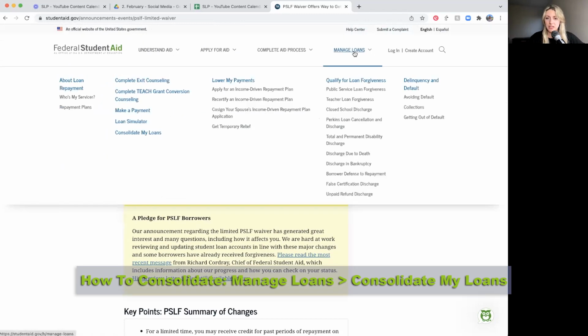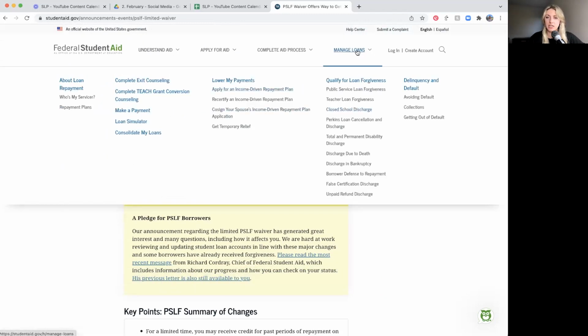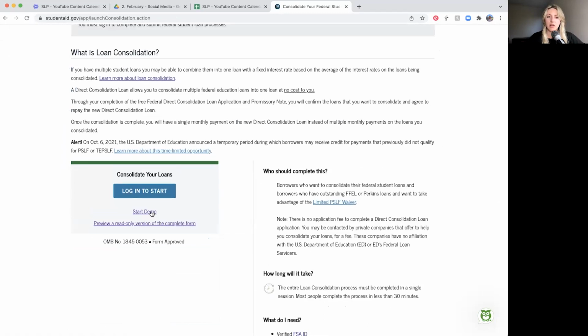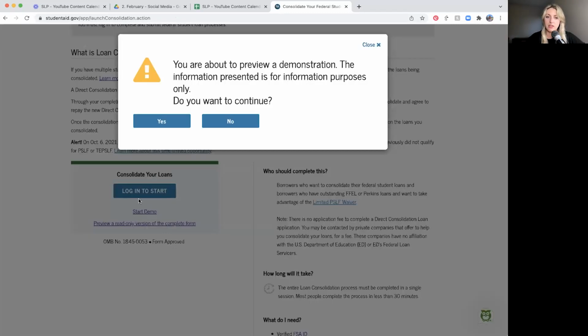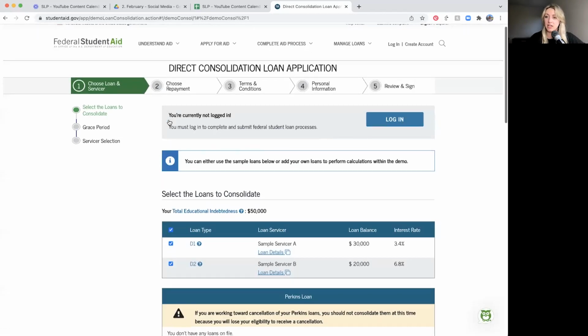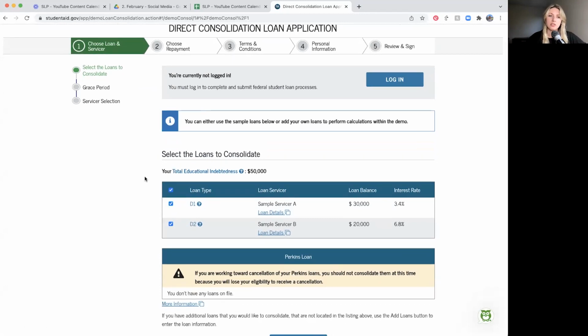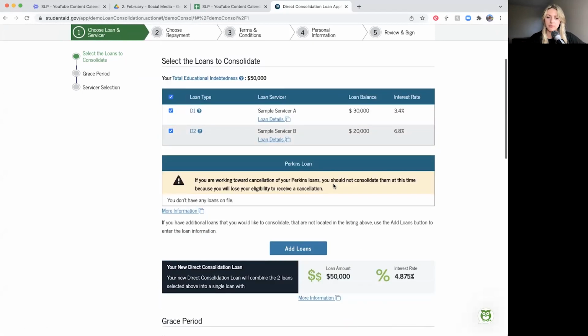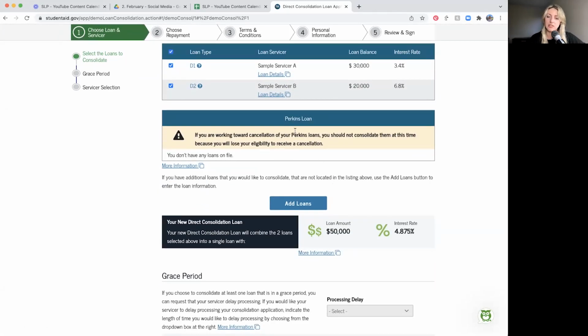So to consolidate, what you would need to do is on studentaid.gov, you would go to manage loans, and you'd go to this consolidate my loans section. This is where you consolidate your loans or combine them within the federal system, and it converts them into a federal direct loan that's eligible for PSLF. So this is a demo of the application, but when you go through here, you'll see your loans listed. You'll see your Perkins loans listed if you have Perkins loans. They're not being issued lately, so you might not have them.